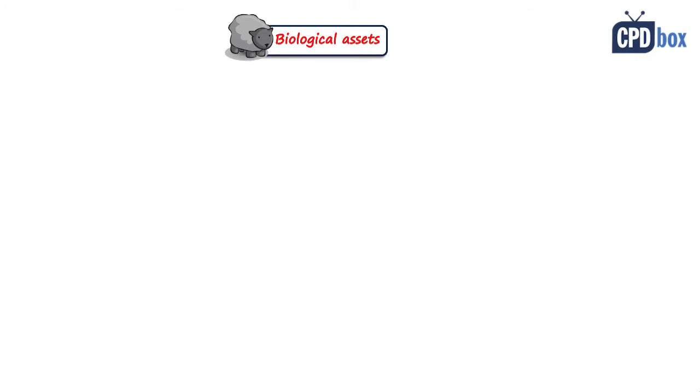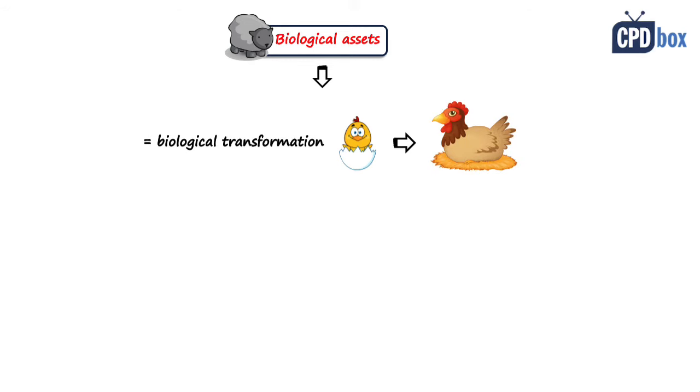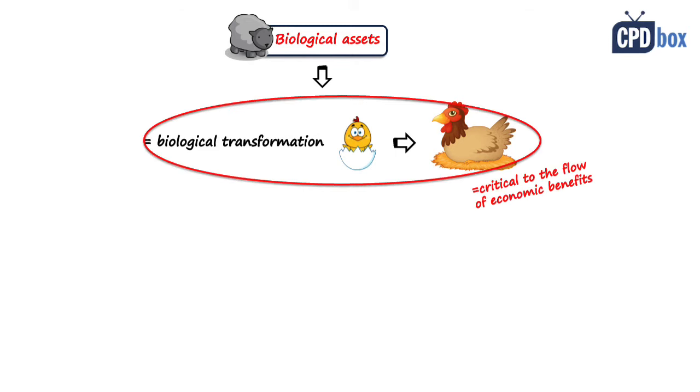We have already learned that biological assets are living animals or plants, and the main characteristic of these assets is their biological transformation, or the change in their quality or quantity caused by some biological processes with the help of some natural resources like soil, sunlight, water, or air. So for example, when a little chick becomes a hen, right? So IAS 41 then further explains the types of biological transformation. And please bear in mind that the biological transformation is absolutely critical to the flow of economic benefits. Without biological transformation, there is no agricultural production system and IAS 41 does not apply.